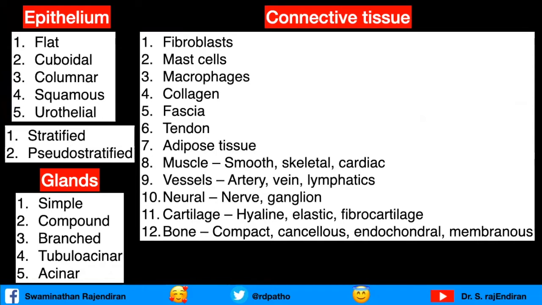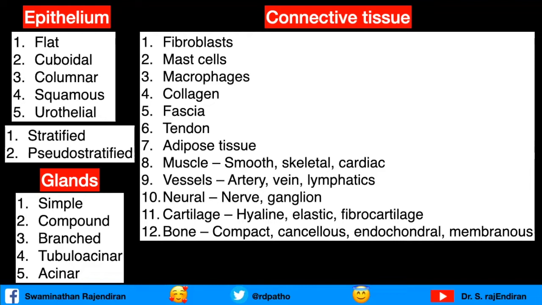For example, in the epithelium, it can be flat, cuboidal, columnar, squamous, or urothelial. It can be stratified or pseudostratified. This we covered already in part 1. Then in the glands, there are simple glands, compound glands, branched glands, tubular glands, and acinar glands.